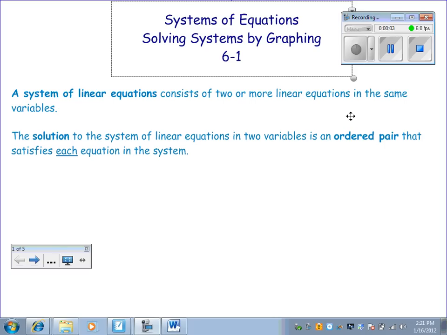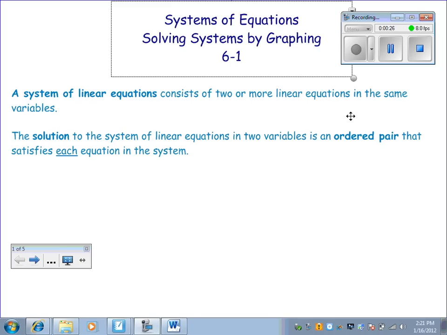Okay, so today we are starting a new chapter. It is chapter 6 called Systems of Equations. So the first thing we need to go over is what is a system of equations. A system of equations consists of two or more linear equations in the same variables. So we are going to now have two equations instead of one, so twice the fun.